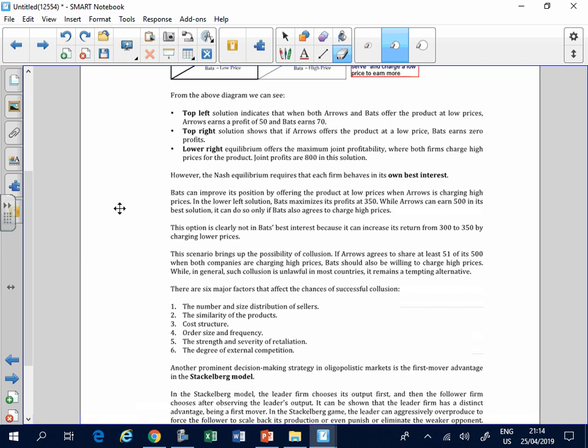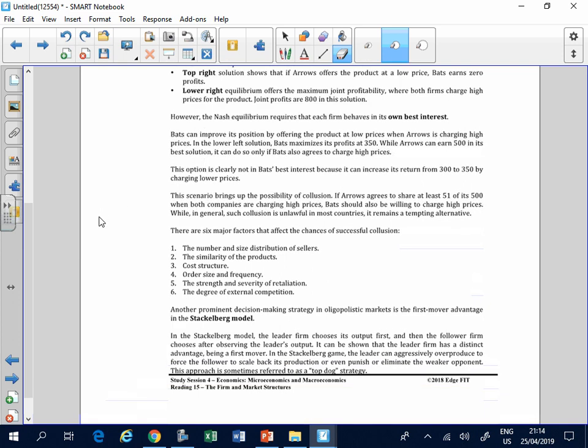Here we go. Do you need to learn these 6 factors that affect successful collusion? Yes. So what cost structure affects a successful collusion? Does a similar or different cost structure affect a successful collusion? Well, similar cost structure. So what I suggest, ladies and gents, is just go and have a look at this. If there is lower external competition, you're more likely to have a successful collusion.